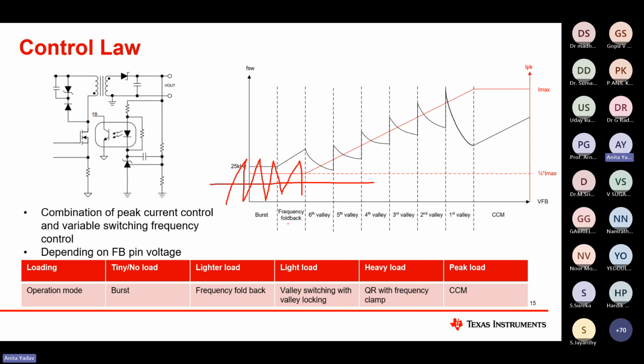Next, frequency foldback. The same concept applies here also. Then sixth, fifth, fourth, third, second valley based upon the loading. The operating point gets decided based upon its feedback voltage, and thus at peak power it goes into CCM.